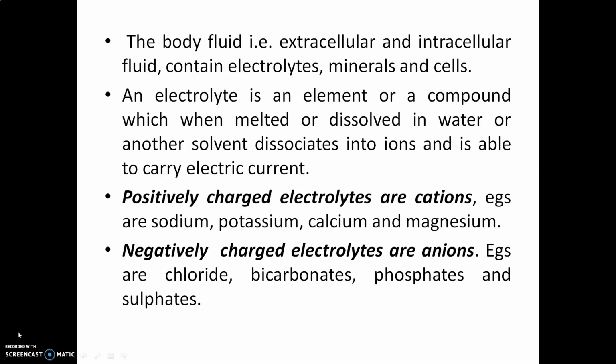Positively charged electrolytes are also known as cations. Examples are sodium, potassium, calcium, and magnesium. Negatively charged electrolytes are known as anions, and examples are chloride, bicarbonate, phosphates, and sulfate. So this is a basic idea about positively charged and negatively charged electrolytes, and also what an electrolyte is.